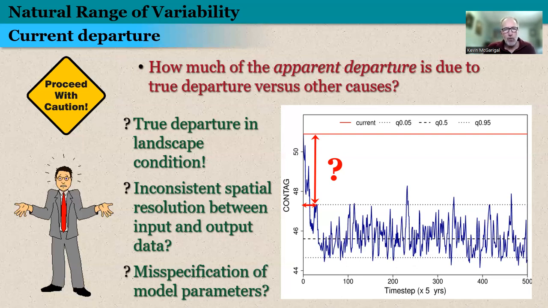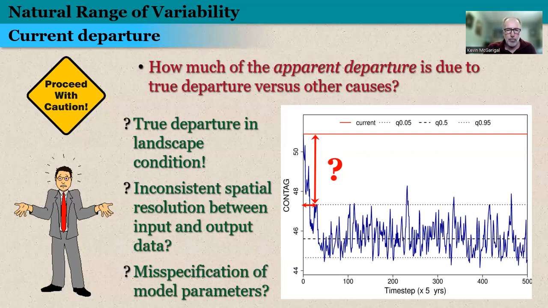But we also have to be aware that some of that departure may actually be an artifact of the data and inconsistencies in the data or in problems with the model. So there may be inconsistency between the spatial input data and then the output data from the analysis, or there may be misspecification of the model parameters.